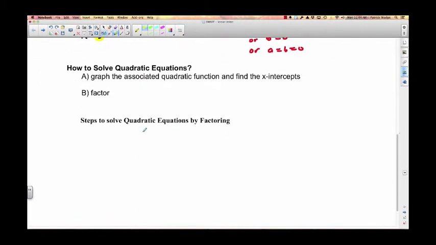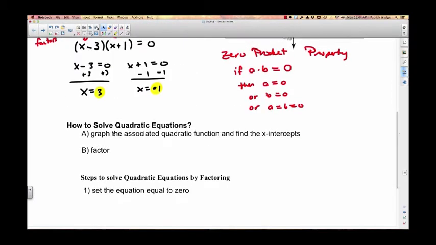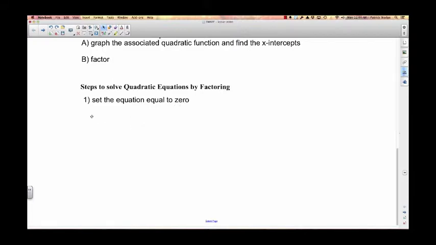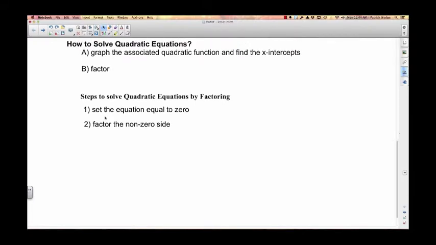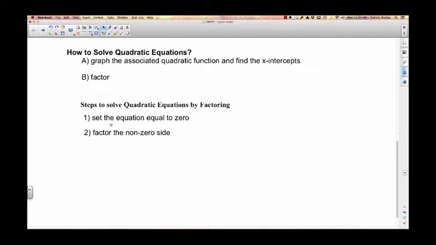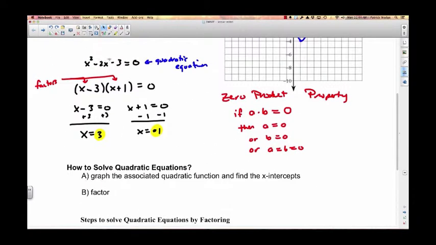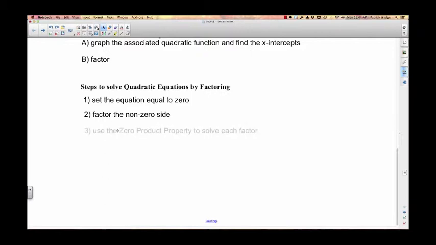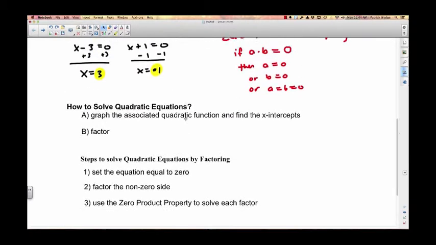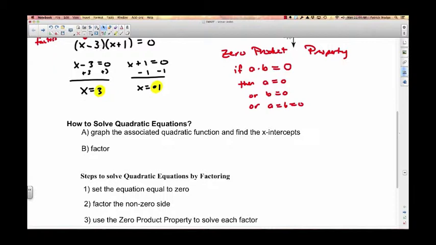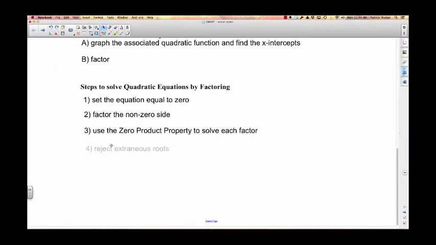So here's how to solve quadratic equations by factoring. Set the equation equal to 0, right? You have to make sure it's equal to 0. If it's not equal to 0, you've got to move some stuff around to make it equal to 0. Factor the non-zero side. Of course, you're not going to factor the side that has a 0 on it. You're going to factor the other side. I factored this side right here. Use the zero product property to solve each factor. That was this step. I set both of the factors equal to 0. Reject extraneous roots. So you're going to get some answers sometimes that really aren't answers at all. This will usually happen when you have fractions. And number 5, check your solutions.